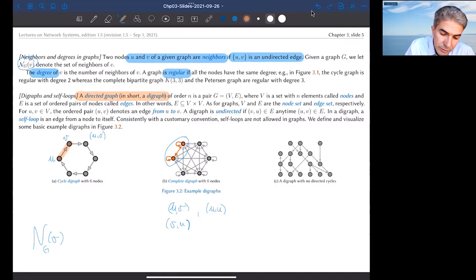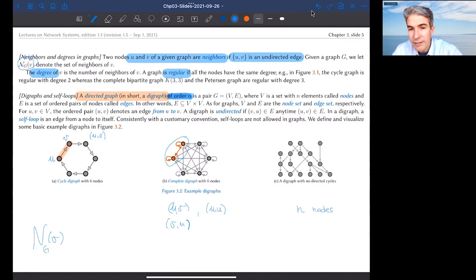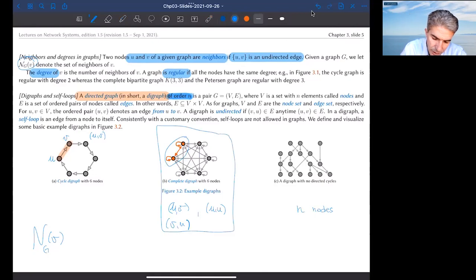All right, now, where was I? I didn't use a certain language. Let me use another language. If you have N nodes, then the graph is said to be of order n. By the way, a little back of the envelope calculation. If you have n nodes, how many edges can a graph have? Well, let's do a directed graph. How many edges can a directed graph have? Well, the largest number is captured by the complete directed graph.